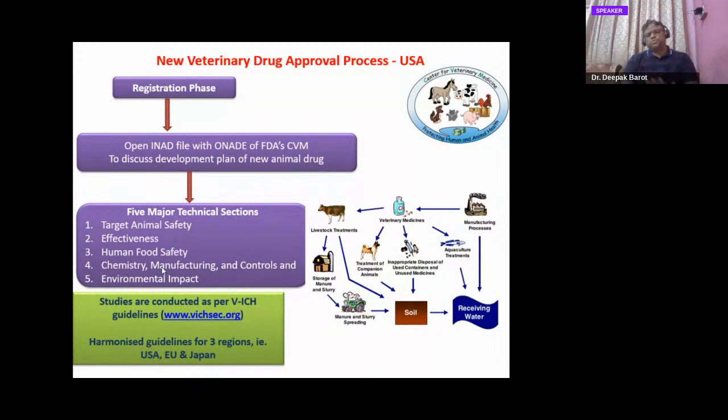So I just wanted to show you a comparison. The science is the same for human and veterinary drug research, but there are some additional parameters which are applied to veterinary drug research. You should be aware of it as a pharmacy, microbiology or biotechnology student. So if you are really interested in the guidelines, you can visit www.ichsec.org, where the ICH guidelines are detailed and mentioned.